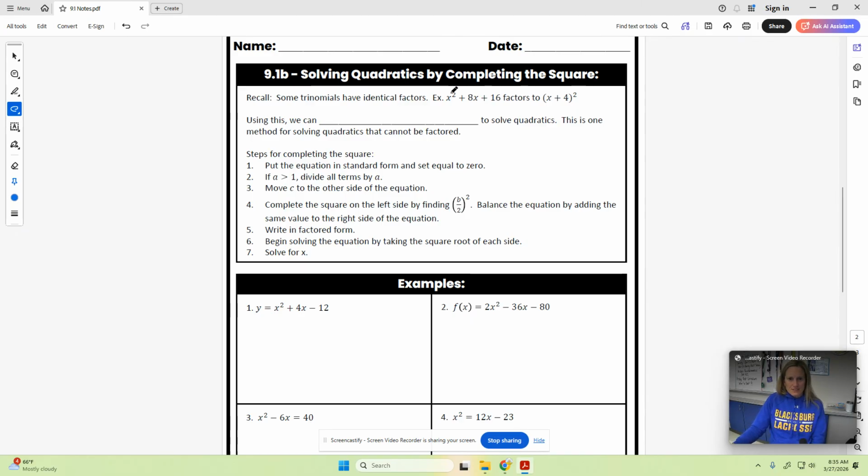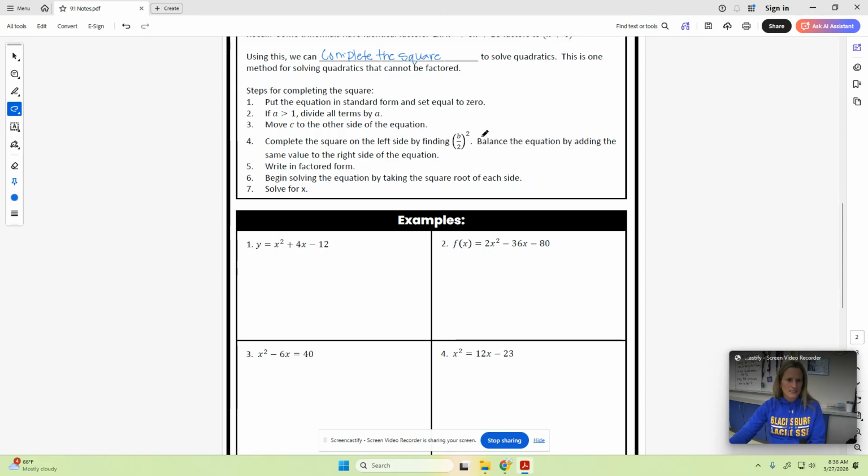So if we keep this fact in mind that certain quadratics or trinomials can be factored into perfect squares, we're going to use this to complete the square. Using this knowledge that some factor into perfect squares, we can complete the square to solve quadratics. And like I said, this is one of the methods. So I have listed out 7 steps for completing the square, and I could read through them, but I don't really feel like they make a whole lot of sense unless we're talking about them as we're doing it.